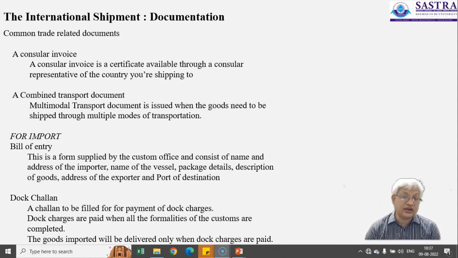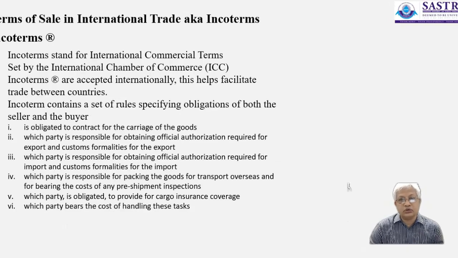Next is a dock challan. A dock challan is to be filled for the payment of the dock charges. That means when the goods are imported, dock charges need to be paid. So these are paid when all formalities of customs are completed, and the goods imported will be delivered only after the charges are paid. So we have just concluded the mandatory documents, which are standard documents required in international trade.